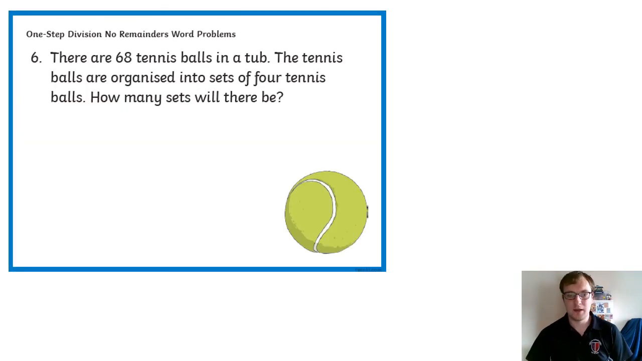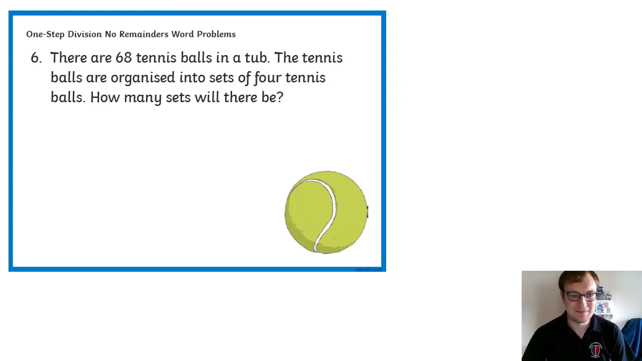And of course, it wouldn't be a Mr. Romano maths lesson if we didn't have a reference to some tennis. So for your next question, there are 68 tennis balls in a tub. The tennis balls are organised into sets of 4 tennis balls. How many sets will there be? How are we going at home? There is definitely a different method you can do for this one that will help you work out the answer. Maybe you can find it at home and then have a go, and I'll tell you what the answer is in a moment.